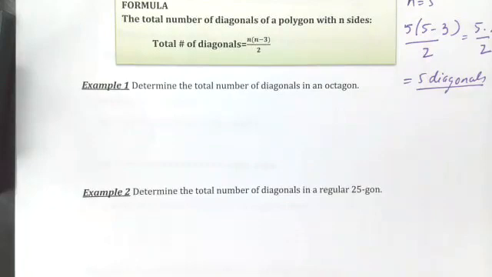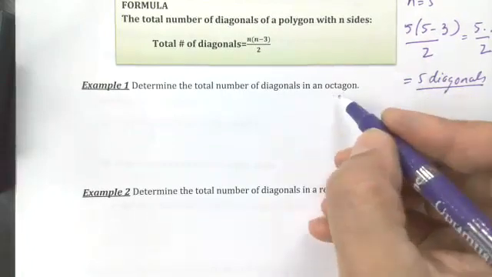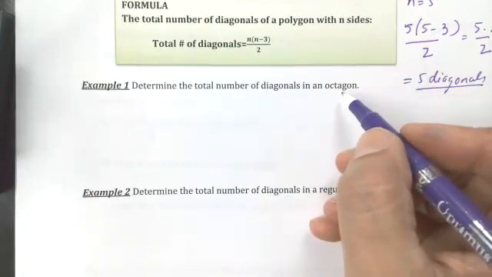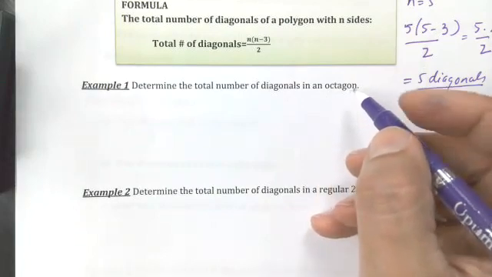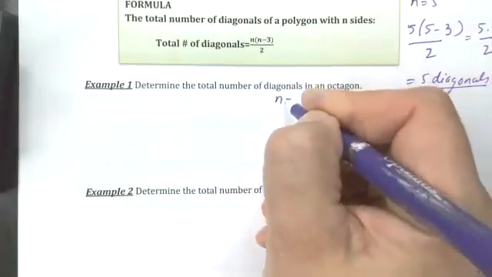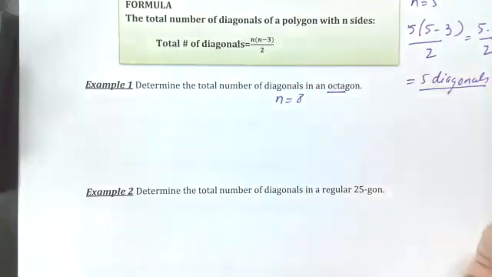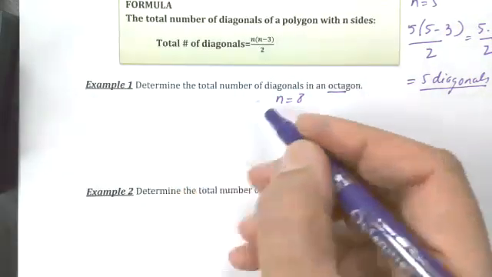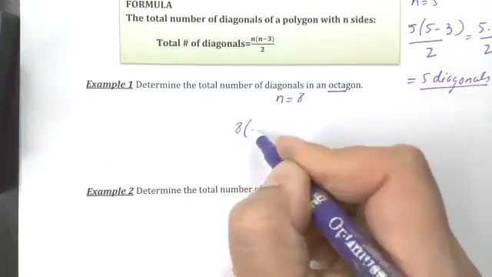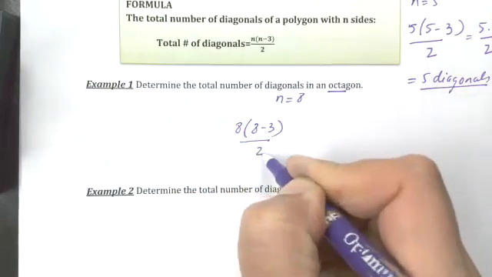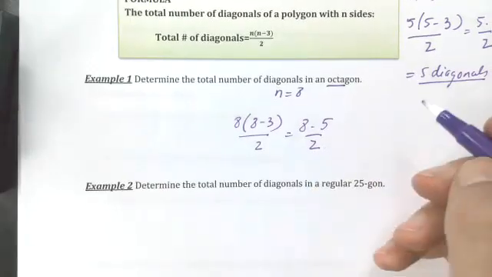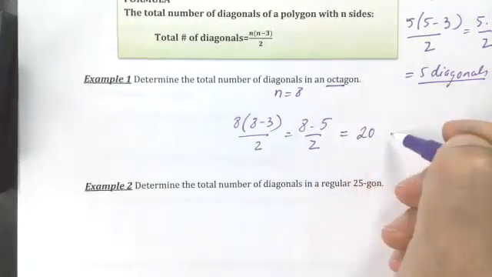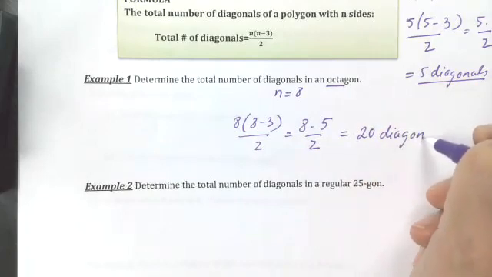Let's do one more. Determine the total number of diagonals in an octagon. Now, here's where you have to know the names and how many sides they have. An octagon is a polygon that has how many sides and angles? It's 8, because we noticed octa is the prefix for 8. So we plug into the formula: 8 times (8 minus 3) over 2, 8 times 5 over 2, 40 divided by 2, which is 20 diagonals.